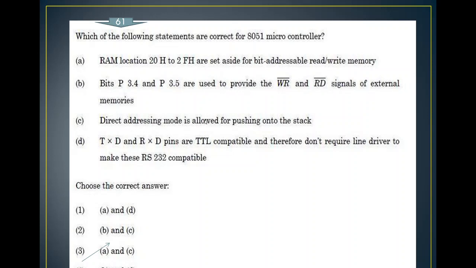Statement C. Direct addressing mode is allowed for pushing onto the stack. And statement D. TxD and RxD pins are TTL compatible and therefore don't require line drivers to make these RS232 compatible. Choose the correct answer. Option first, A and D, option second, B and C, option third, A and C, and option fourth, B and D. And the correct option is third, A and C.